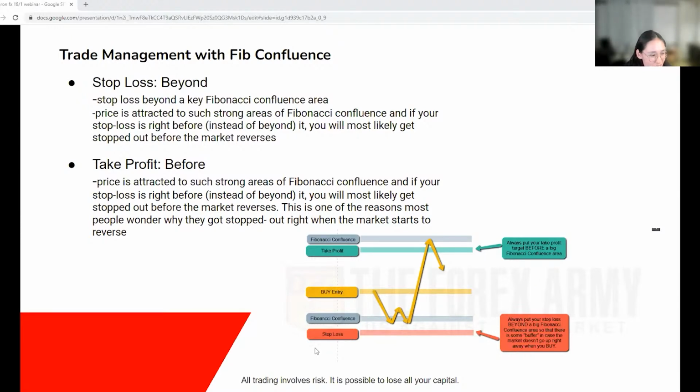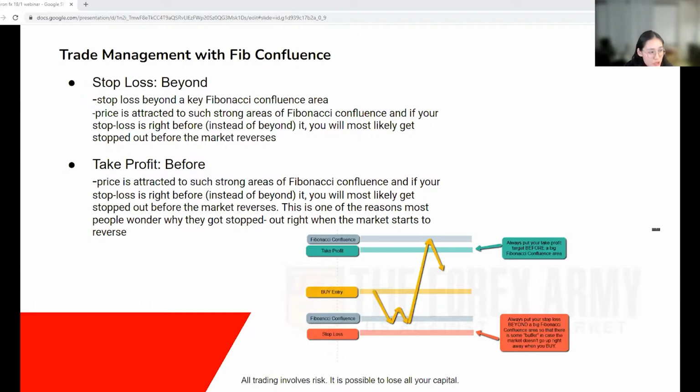So you can see over here, your stop loss is below it, or beyond this Fibonacci confluence area. So there's some buffer over here, just in case the market doesn't go exactly how you expect it to when you buy, so there's some leeway. Okay, so let's move on to the take profit.